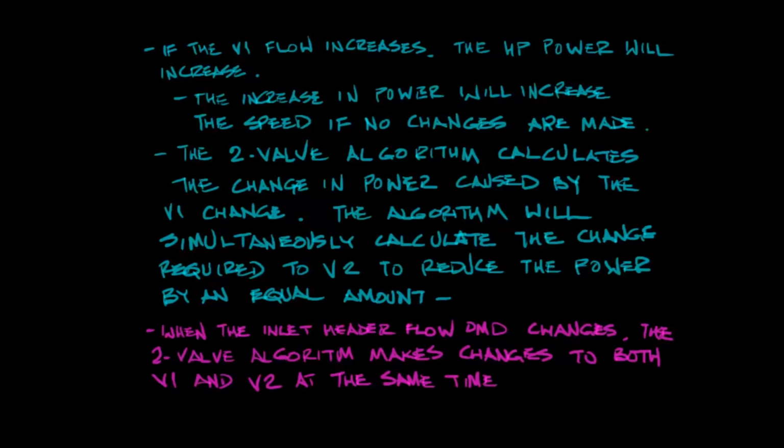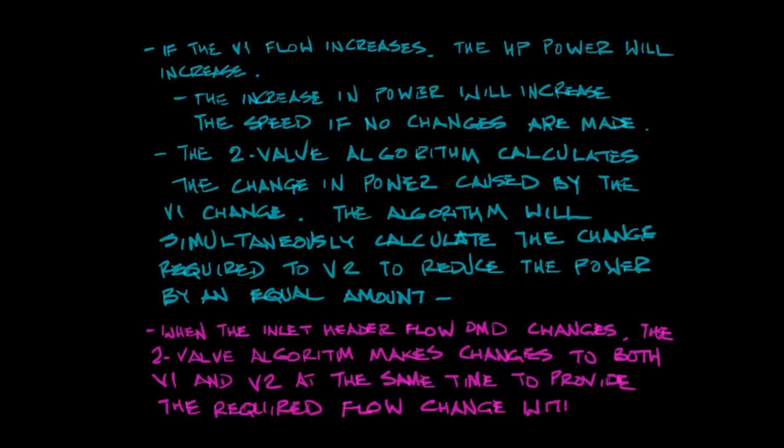So when the inlet header flow demand changes, the two-valve algorithm makes changes to both V1 and V2 at the same time to provide the required flow change without changing the net power. So that's the two-valve algorithm. Pretty cool stuff.